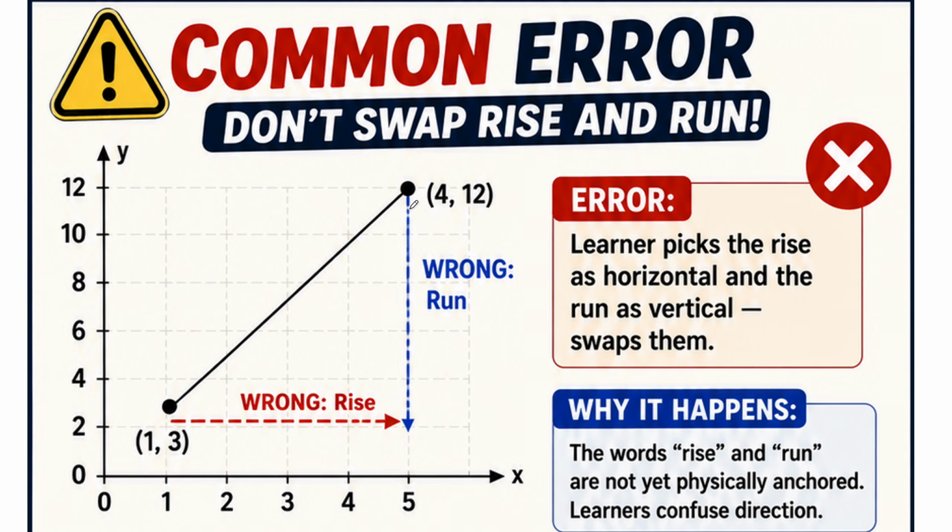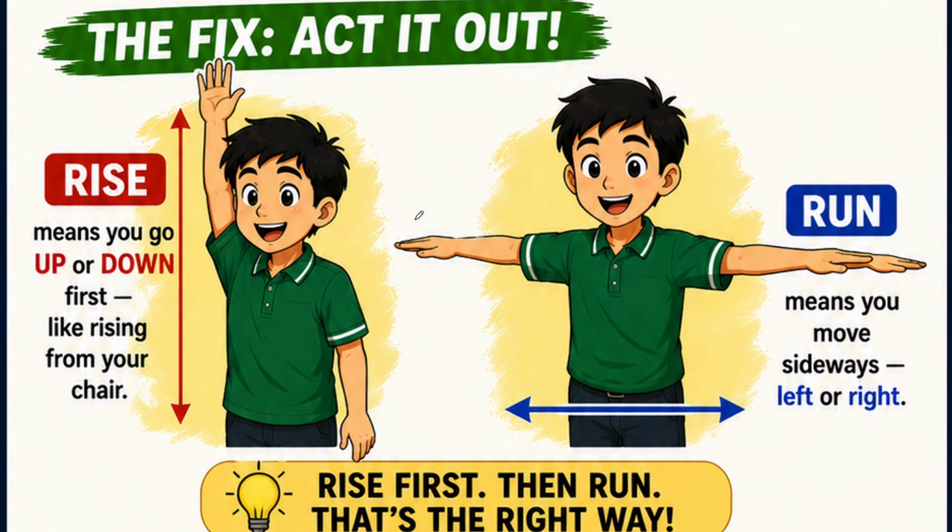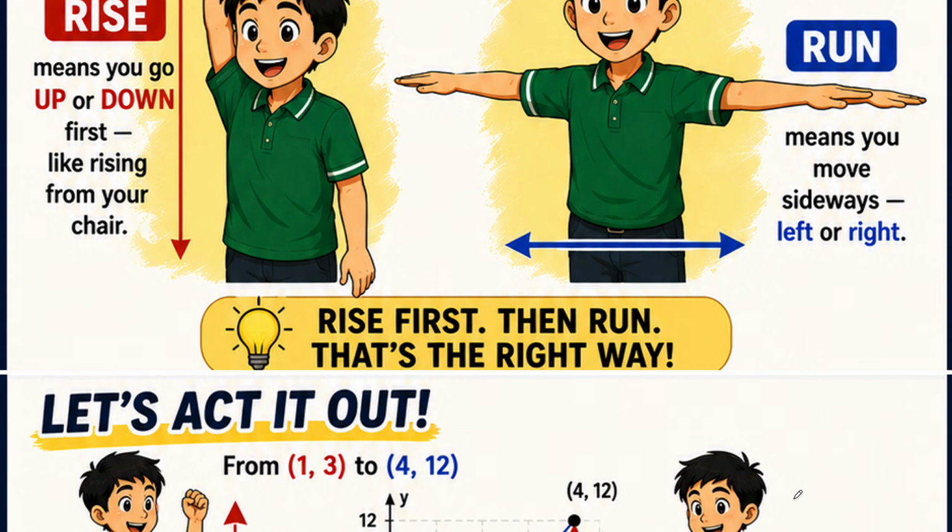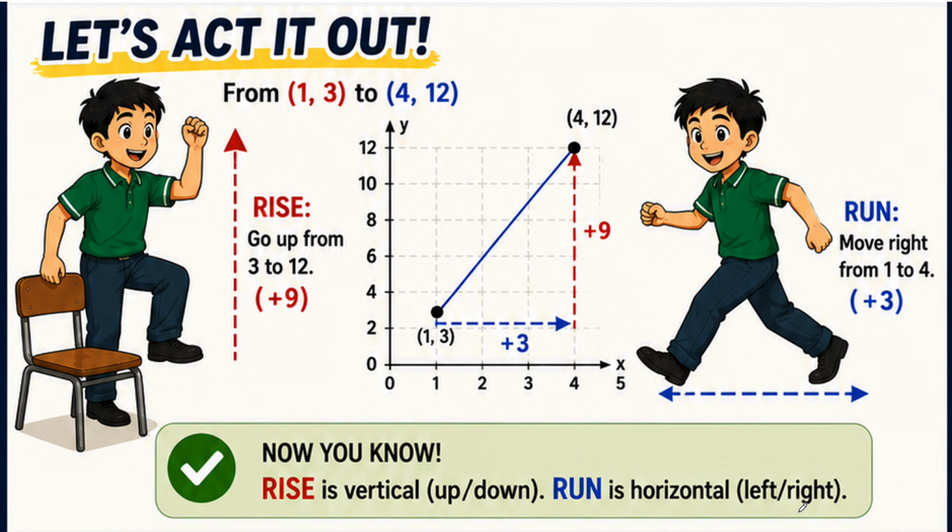So, ang gagawin natin, ipaliwanag natin. Try natin i-act. Kunyari, nakaupo kayo ngayon habang pinapanood nyo to. Rise means you go up or down. Tatayo ka sa upuan mo at babalik ka ulit sa upuan mo. So, you rise up, rise down. Yung run naman means you move sideways. Maglalakad ka papunta sa left or tatakbo ka papunta sa right. Let's act it out.